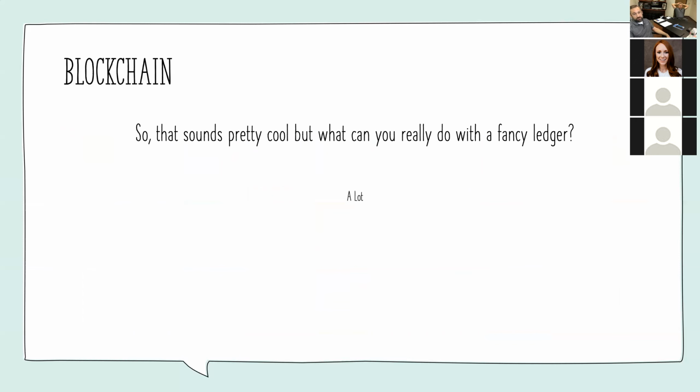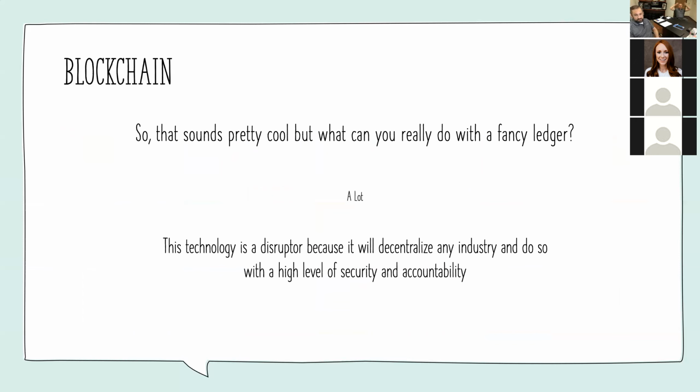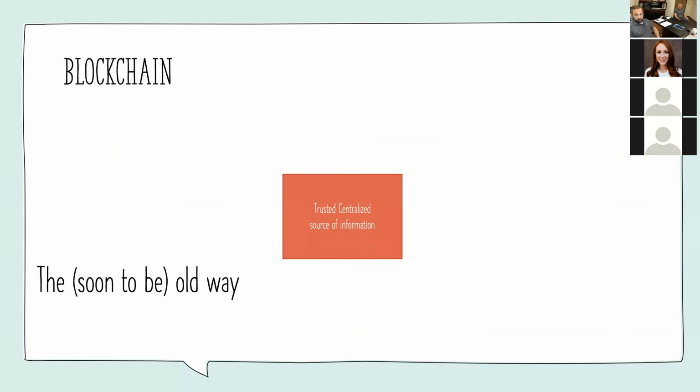It turns out a lot. This technology is a disruptor because it will decentralize any industry and do so with a high level of security and accountability. So what if we start with a trusted centralized source of information? This could really be anything. It could be your medical records. It could be your bank accounts. It could be property ownership information with a county or a title company.